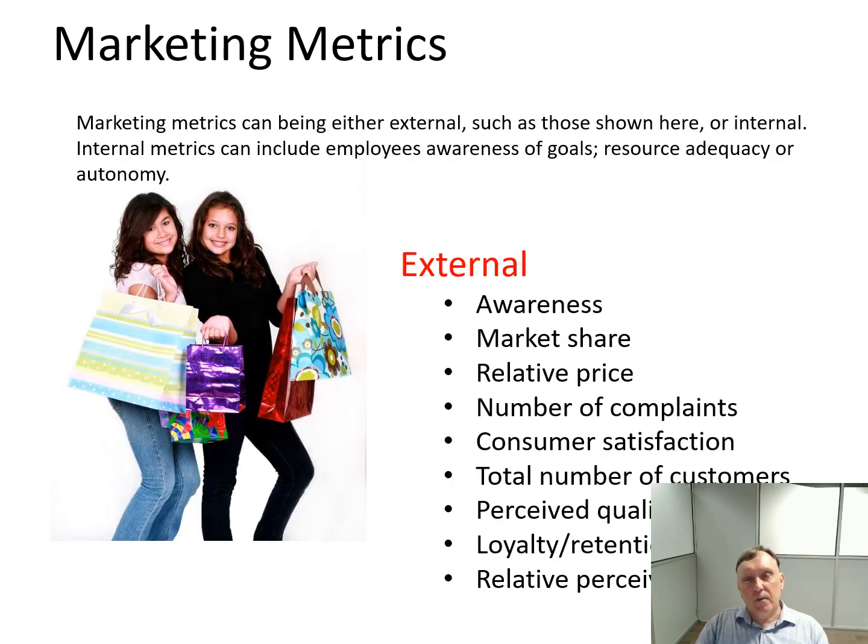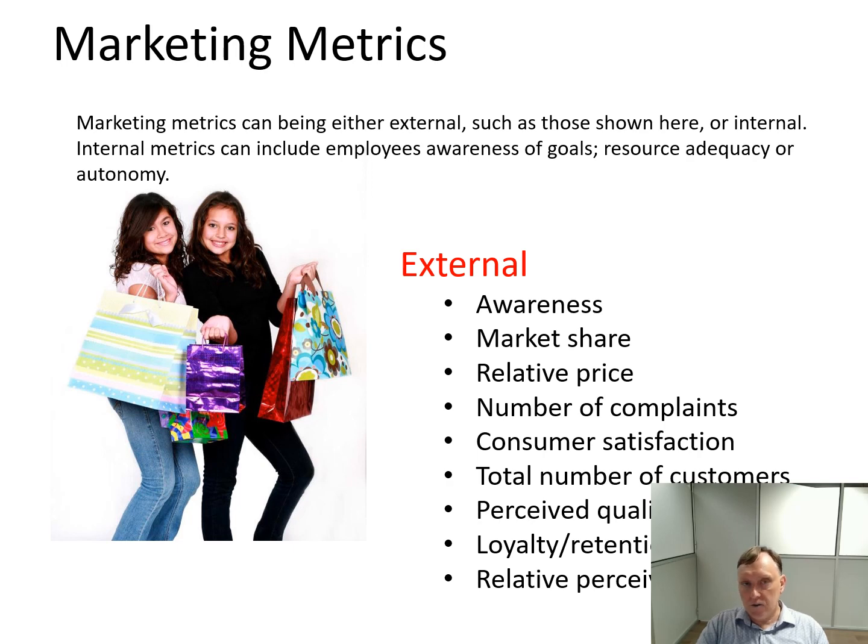So marketing metrics can either be external, such as those we've got here, or internal. Internal can include employees' awareness of goals, resource adequacy, or autonomy, and especially resource adequacy. If we're considering a marketing budget, arguably, if you ask most marketing people, I'm sure most would agree that there's never enough money for the budget. It tends to be controlled by higher-ups. They decide the budget before they've decided what goals the marketing has to achieve with that limited budget. But unfortunately, this is how things work in the real world.